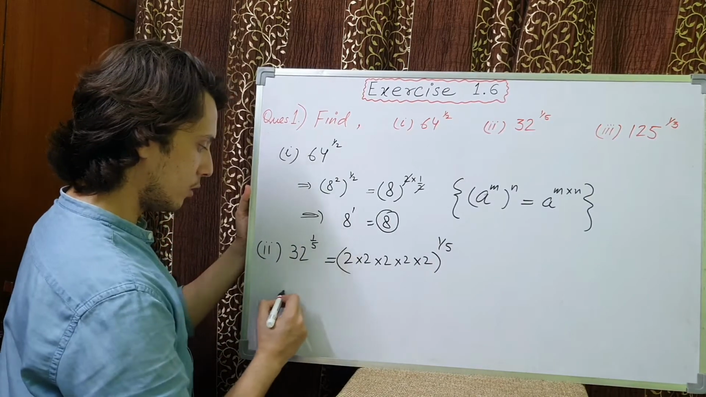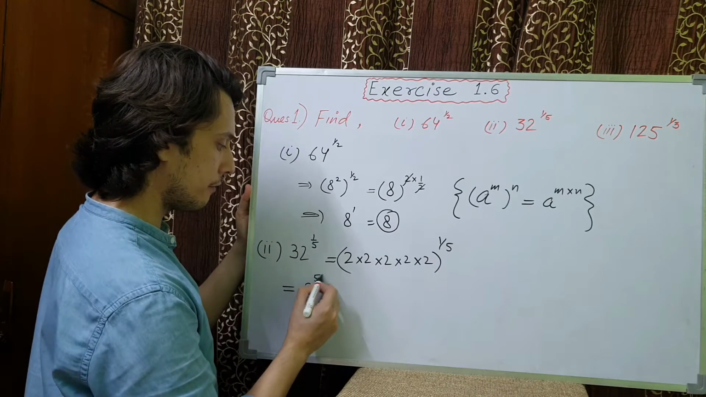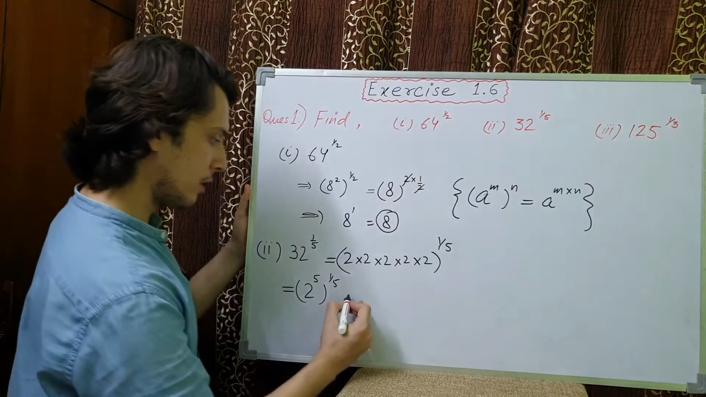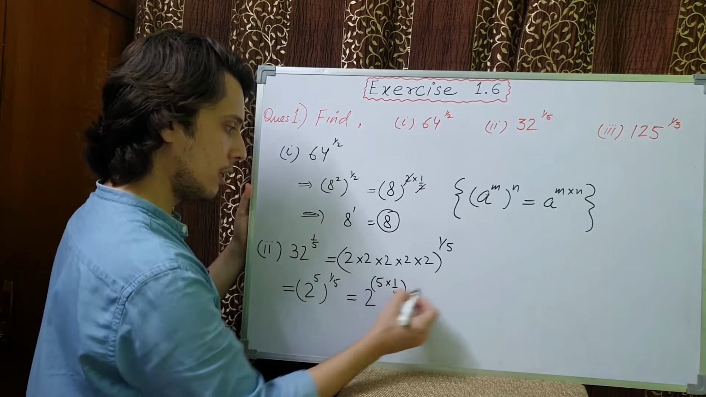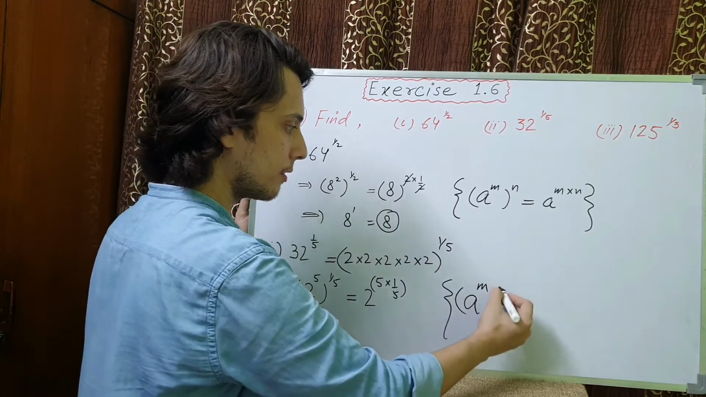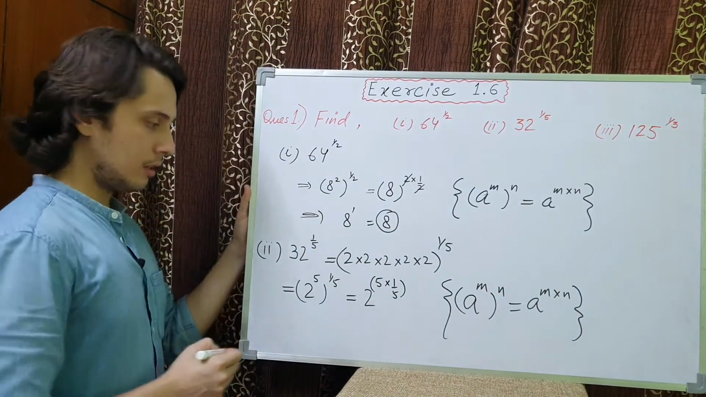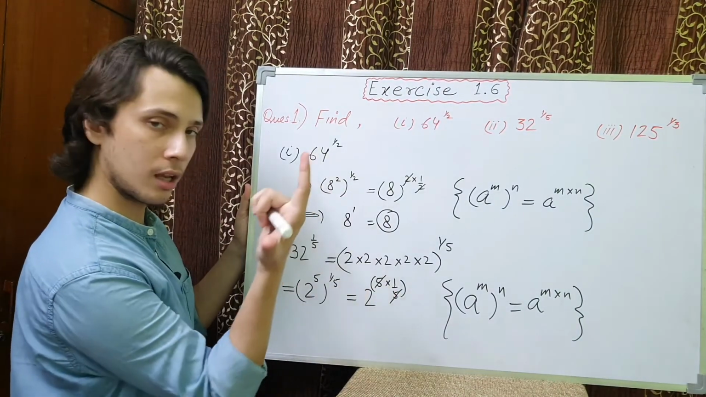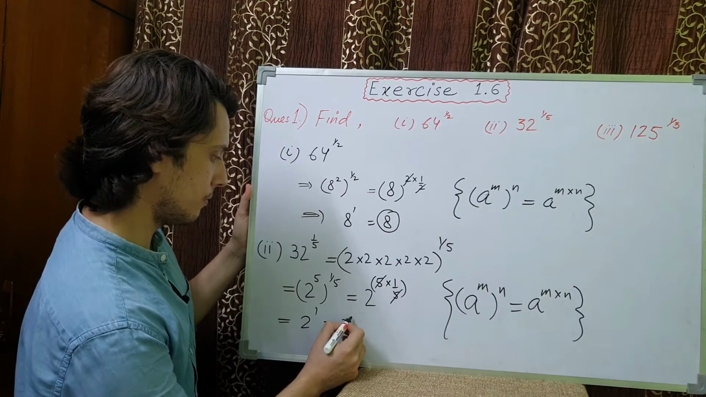So what I can do is write 32 as 2 raised to the power 5, and 1 over 5 is written as it is. The same law goes here. We can do 2 raised to the power 5 into 1 over 5, and when the law is used we should write it on the right hand side like this: a raised to the power m, whole raised to n. Now this 5 also gets cancelled like in the previous question. So now we got 2 raised to the power 1, which is equal to 2.